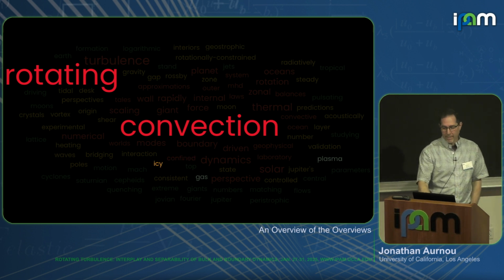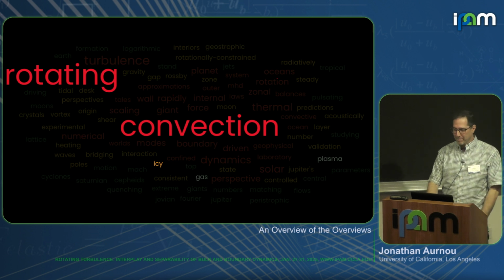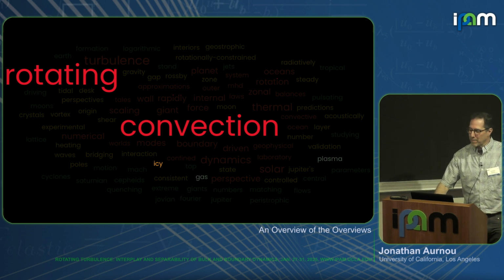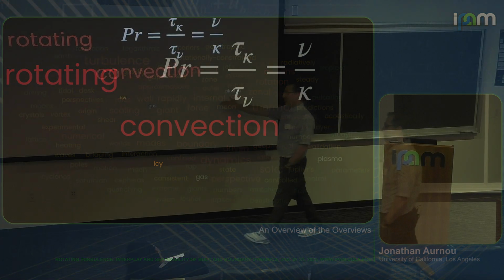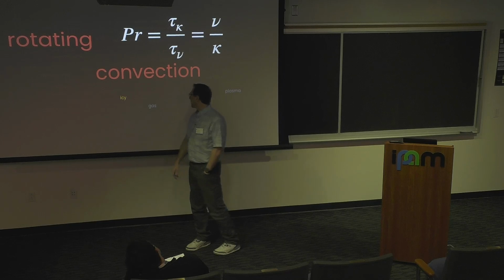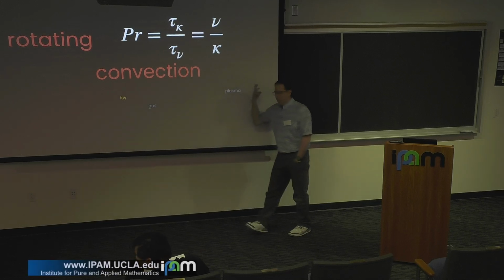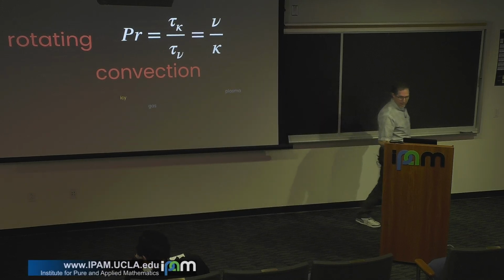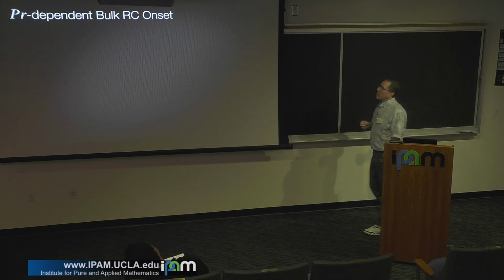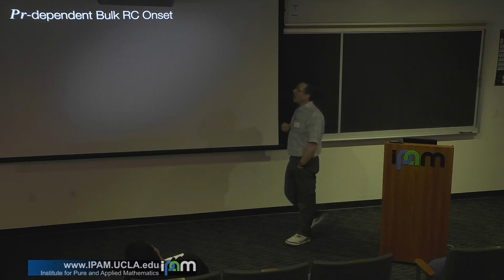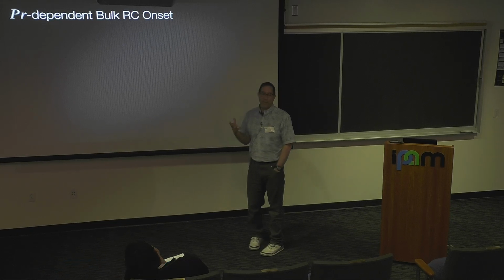All right. Icy gas plasma. Icy gas and plasma make me think material properties, right? Icy, those are water-based moons. Gas, maybe those are gas planets. Plasma, the sun of some kind. Stars. And so let's talk for a minute on Prandtl dependence, material property dependent rotating convection.